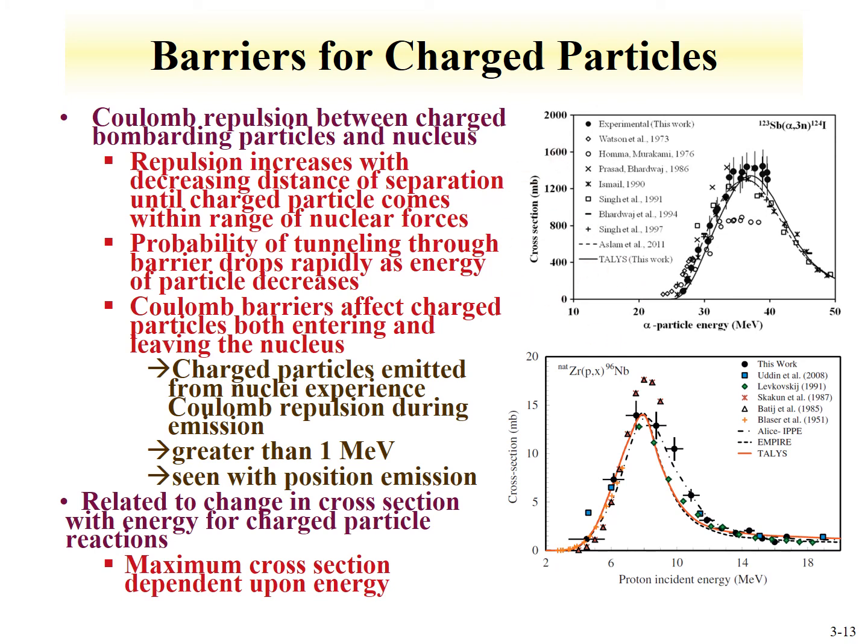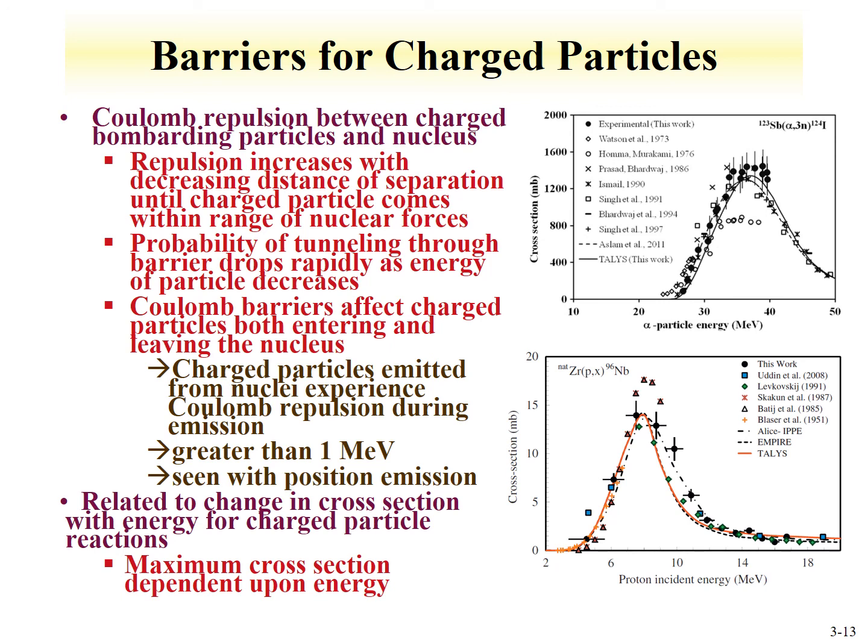Now it is possible for a particle to tunnel through the nucleus and have a reaction, so it doesn't necessarily have to overcome the Coulomb barrier, but the probability of tunneling drops rapidly as the energy of the particle decreases. So at the lower energy end, we have a relatively low tunneling probability. However, this has been used for some reactions to drive a reaction below the Coulomb barrier and just rely upon the tunneling effect.